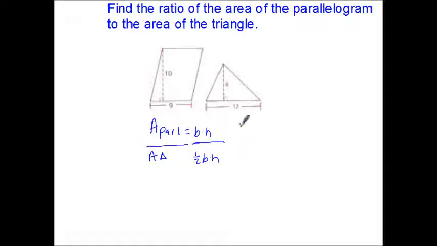So let's plug in those pieces. Base of my parallelogram is 9 times height of 10, which gives us 90. For that triangle, 1/2, my base is 12, my height is 8. Half of 12 is 6, times 8 is 48. Now we want to reduce that fraction. Both the top and bottom are divisible by 6. 90 divided by 6 is 15. 48 divided by 6 is 8.